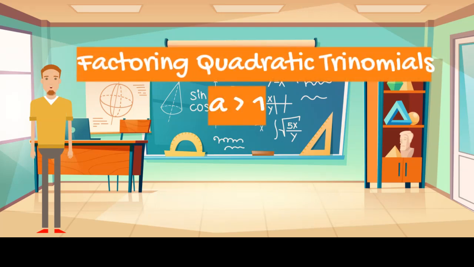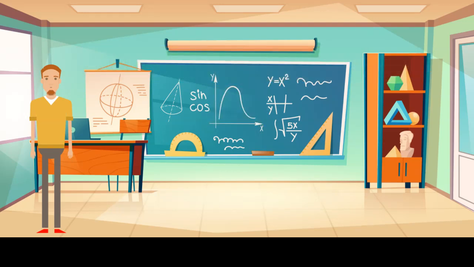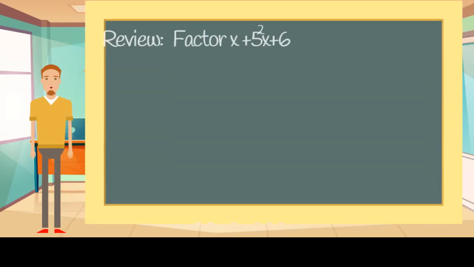Today we will discuss factoring quadratic trinomials whose a is greater than 1. In our last video lesson, we discussed how to factor quadratic trinomials with leading coefficient equal to 1. Such as, x squared plus 5x plus 6.